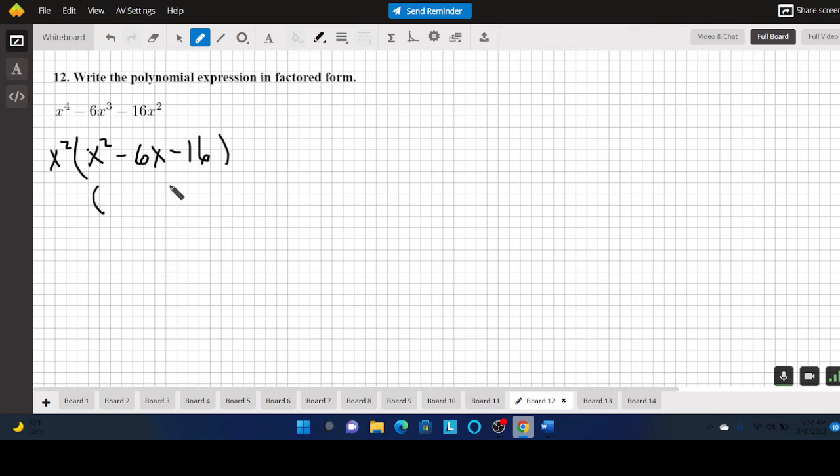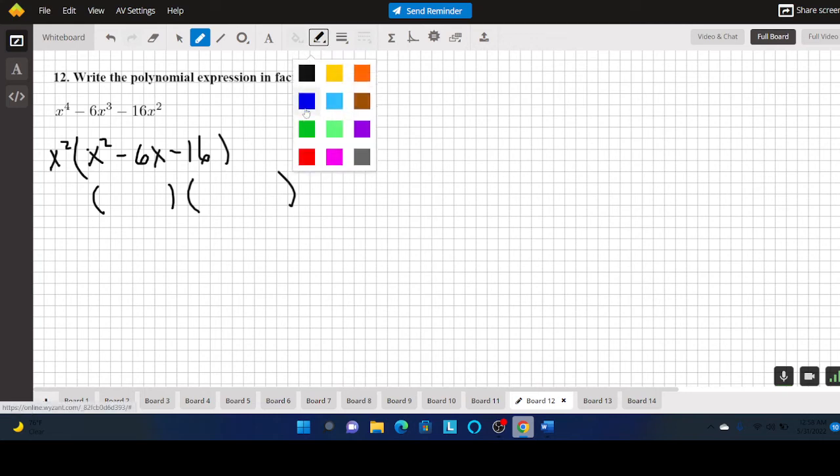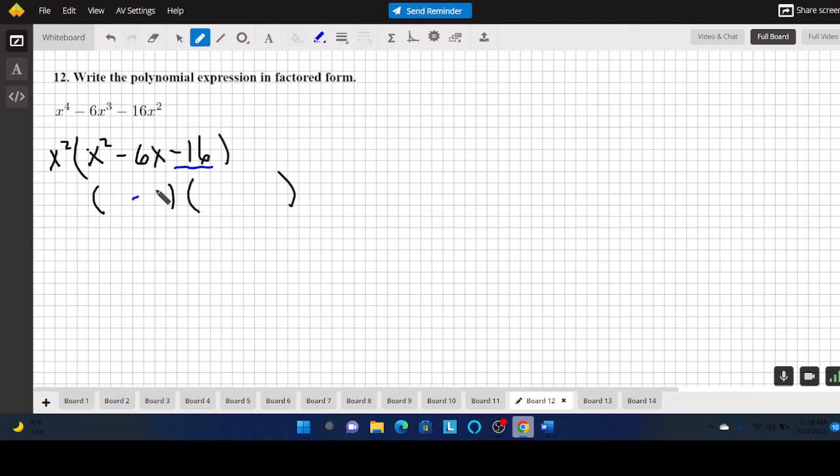Now let's see if we can factor our trinomial into two binomials. We'll multiply to negative 16 and adds up to negative 6. It's going to be a negative 8 and a positive 2.